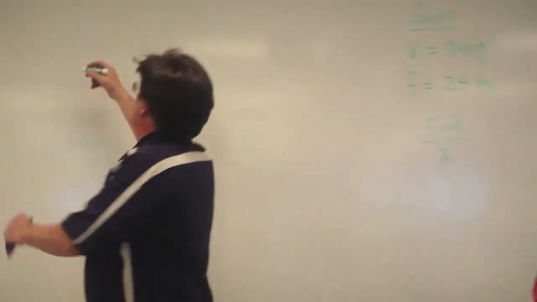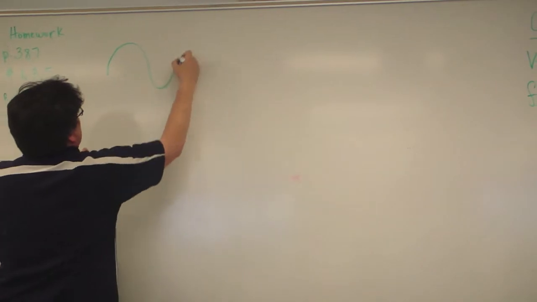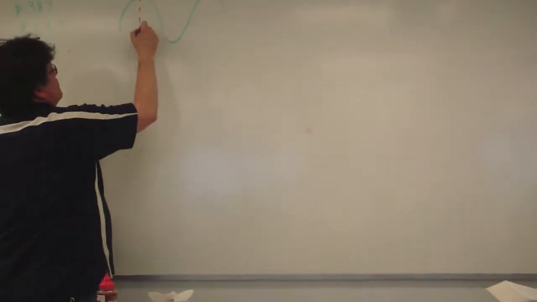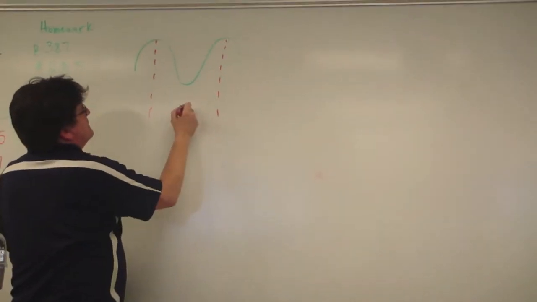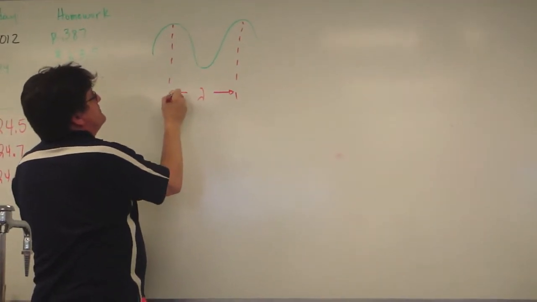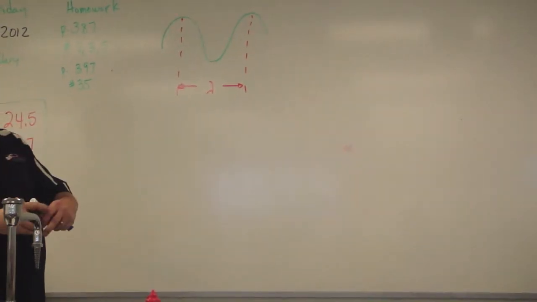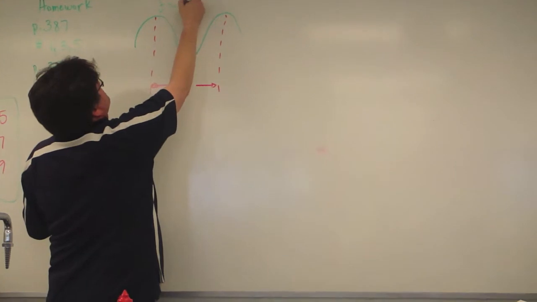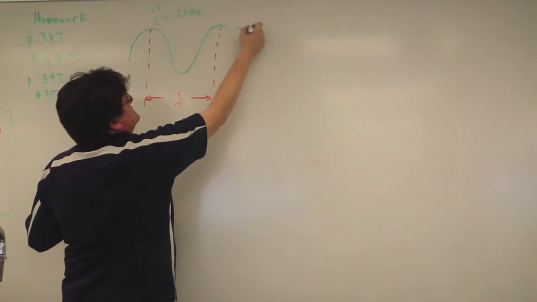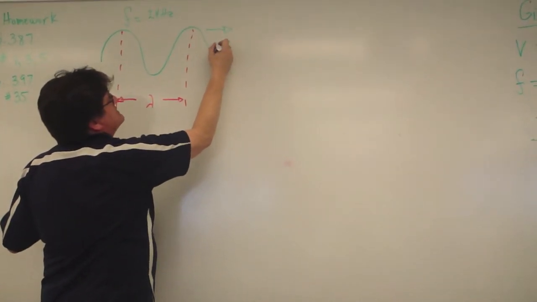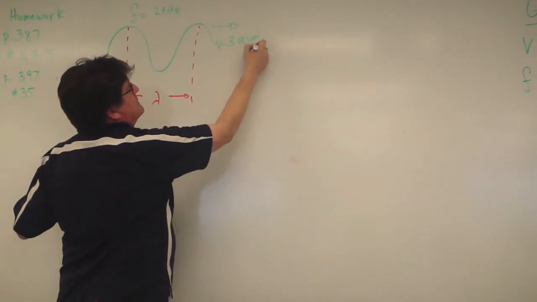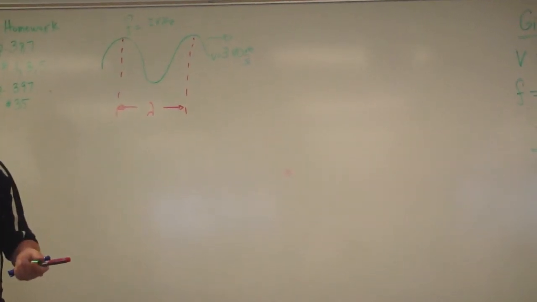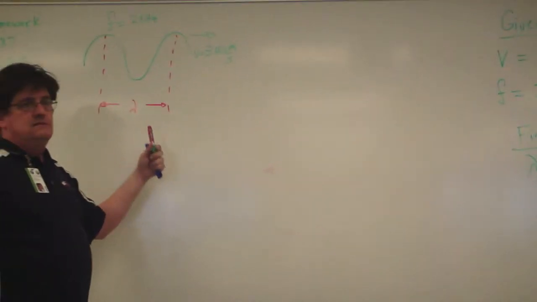Well, I'm going to draw a picture of this, a simple picture. I've got a wavelength here that's unknown. But what I know is that the frequency is equal to 24 hertz, and that this wave is traveling with a velocity that's equal to 340 meters per second. So that wave is traveling at a certain velocity. And I have to find lambda.